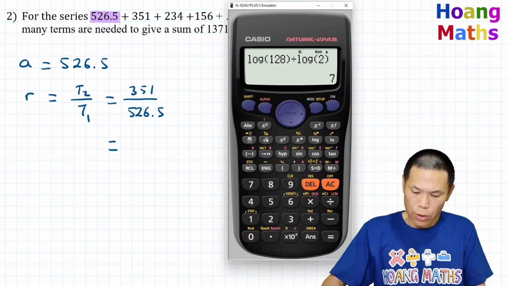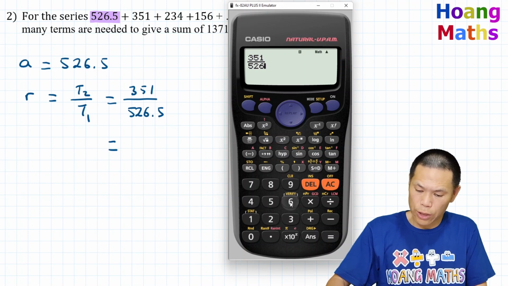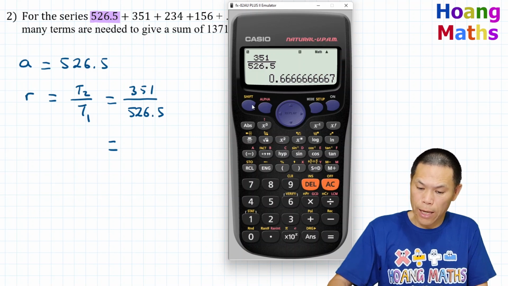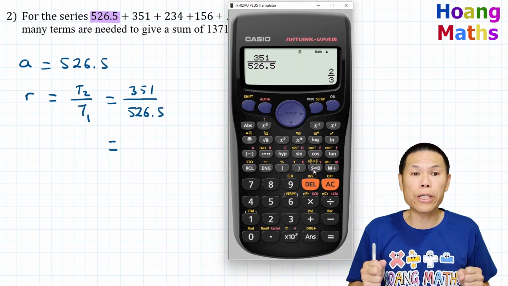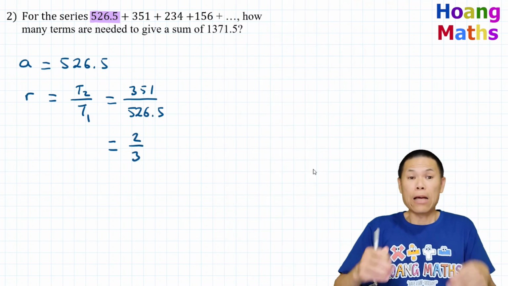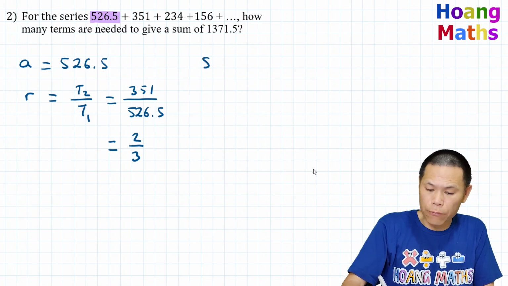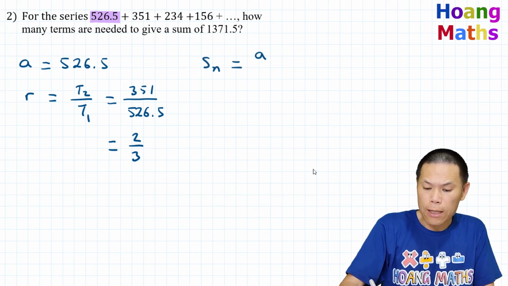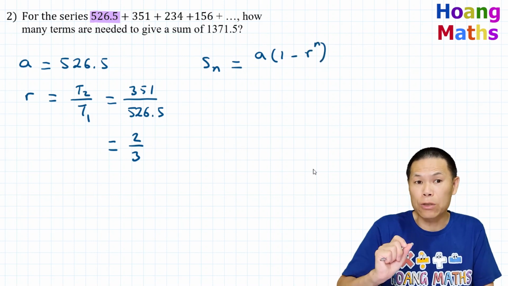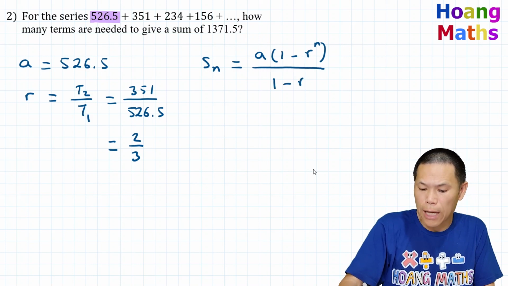So now let me just put that on the calculator. I just go 351 over 526.5, Shift SD. So the common ratio is 2/3. Now since r is between -1 and 1, the sum of this series is a times 1 minus r power of n, instead of r power of n minus 1. Just keep that in mind for me. Of course, underneath is 1 minus r.